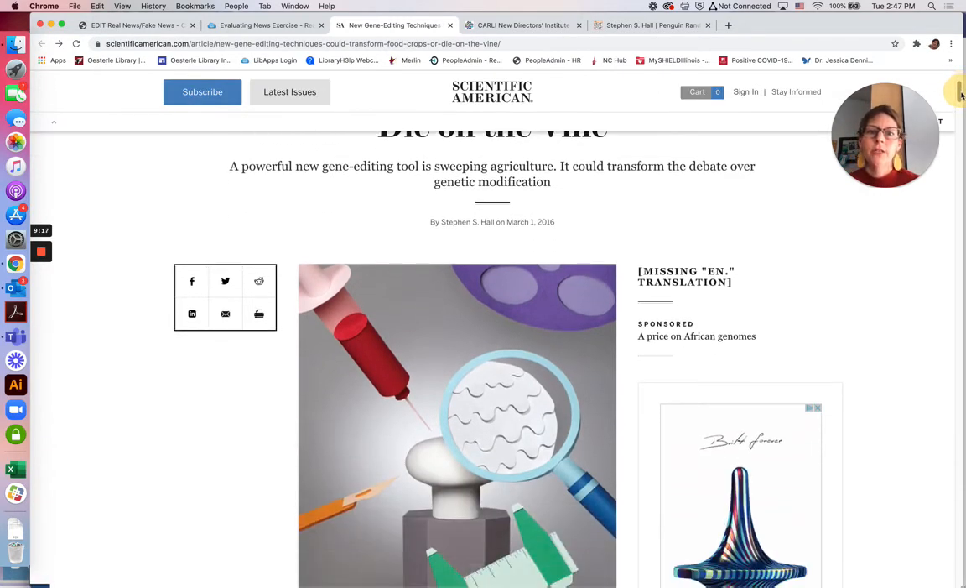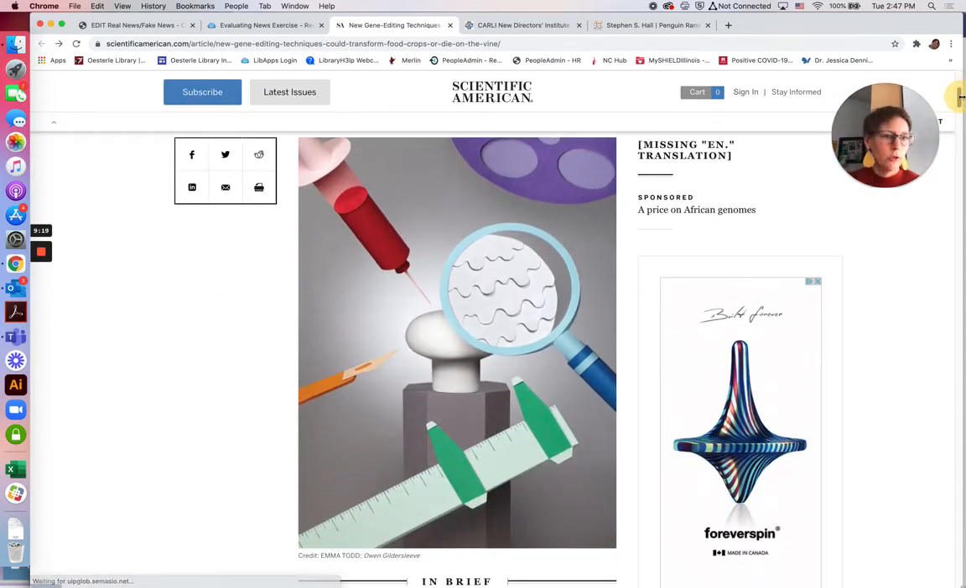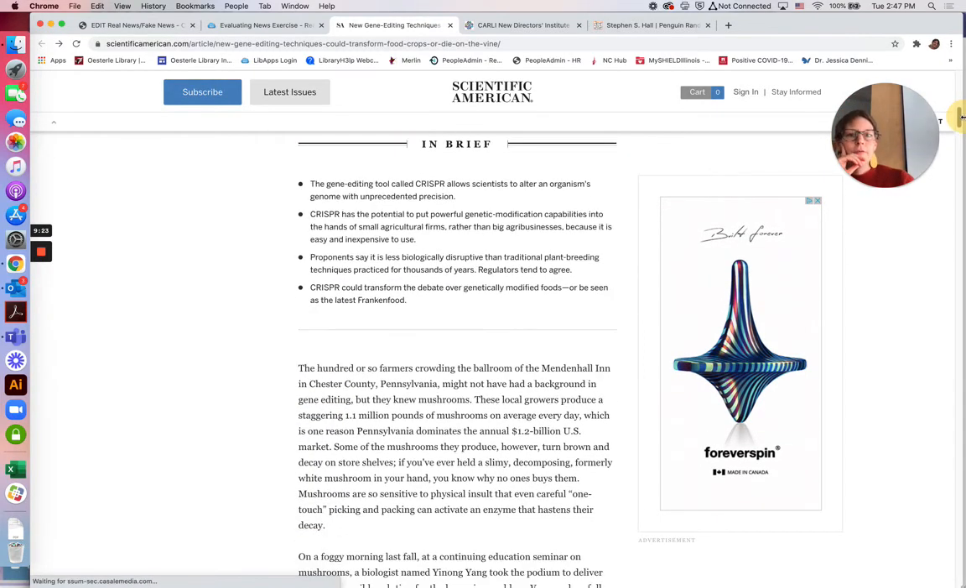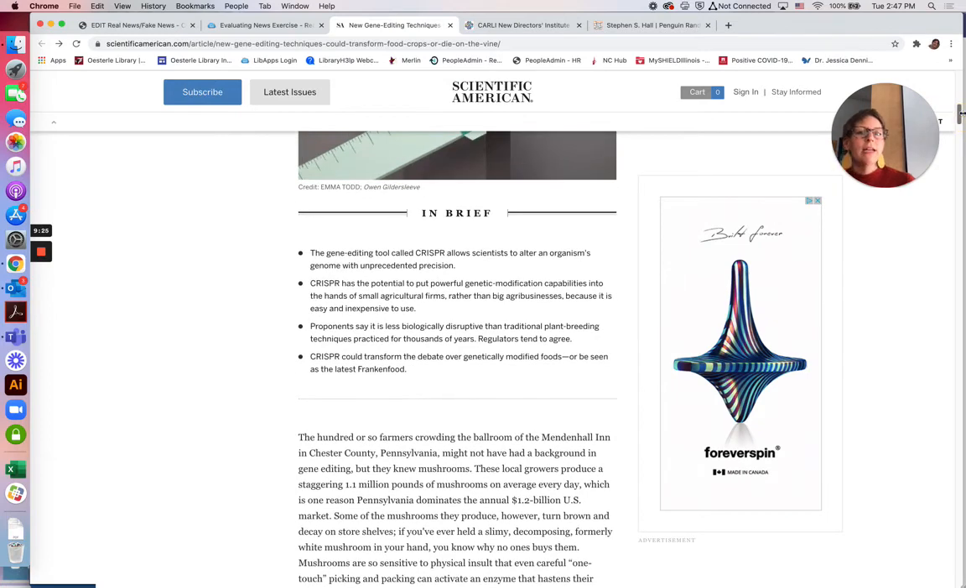So in this particular article, we're not going to go line by line, obviously, through this text. But the nice thing about this particular article is it does give, in brief, kind of a quick synopsis of the main points of this particular article, and it does try to talk about both sides of the issue. At least we see that in the in brief. That we can see. It tells us what CRISPR is.